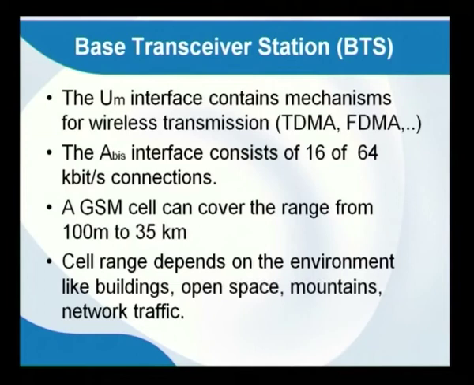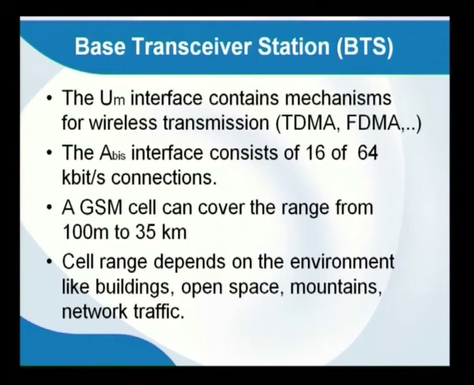We should understand one fact: the GSM network cannot offer individual or dedicated frequency channels for all the GSM users, because frequency is a scarce resource. It should be reused properly. So, TDMA and FDMA, that is, time division multiplexing and frequency division multiplexing, are the channel access mechanisms clearly specified in the Um interface. Now, the Abis interface consists of 64 kilobit connections. So, individual channels have the capability of transferring the information. A GSM cell can cover a range from some 100 meters to 35 kilometers.